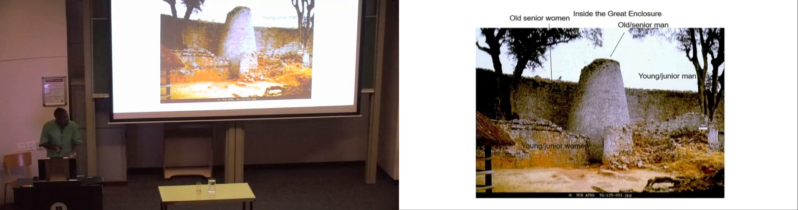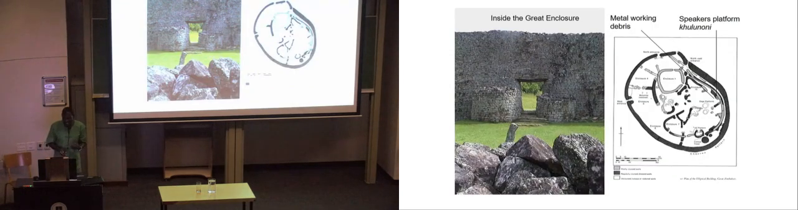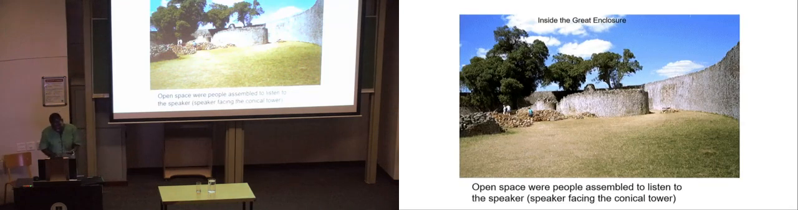So these are some of the designs appearing on the walls, and they are associated. So you can see these combinations where you have young and then junior men. This is also what is coming from the theory of structuralism. So again, you can find these designs and so on. And it goes on and on. There is also a feature that is known as a speaker's platform somewhere here. So this open space, that's where the people would be sitting and so on.